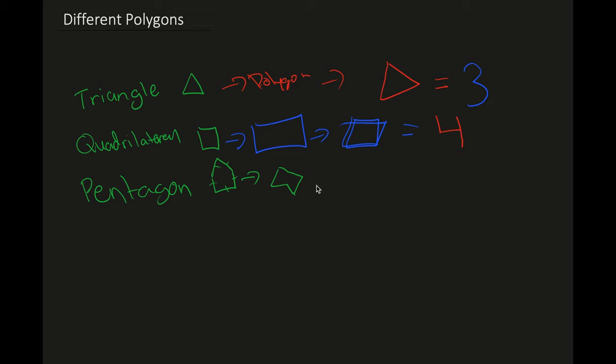1, 2, 3, 4, 5. So, stuff like that. Those are all polygons, and they also have a specific name, pentagon. Next, we have heptagon. Actually, no. First, let's do hexagon.